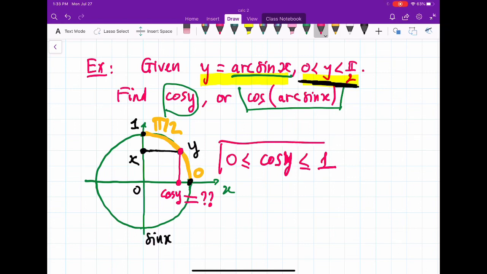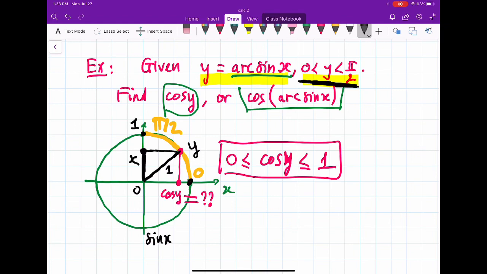Okay. Now let's find it out. Of course, in this picture, you would think, okay, we can see something very familiar in here. So if I draw this, that is 1, right? Because it is the radius of the unit circle. So this is sine of y.